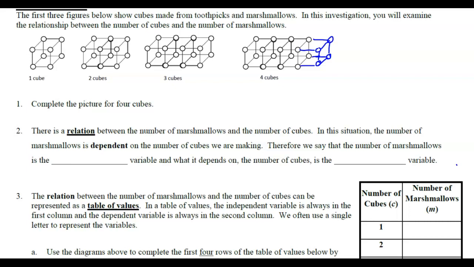Okay, so there is a relation between the number of marshmallows and the number of cubes. In this situation, the number of marshmallows is dependent on the number of cubes we're making. We have to know how many cubes we're making before we know how many marshmallows we need.